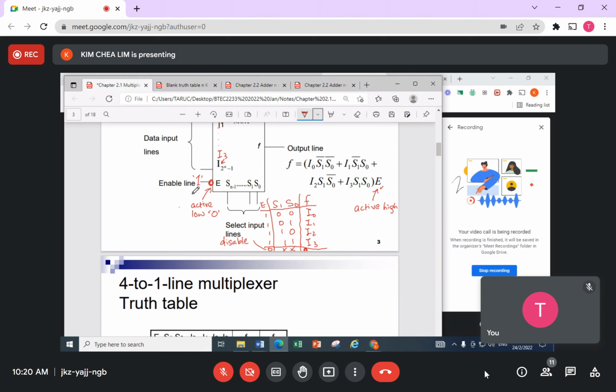Therefore, in this case, if we don't remember how to make a multiplexer work, we have to see the data sheet. Check the enable, how to make it work. Should I put a 0 or should I put a 1? Look at the symbol. Look at the descriptions, if the symbol is not clear.